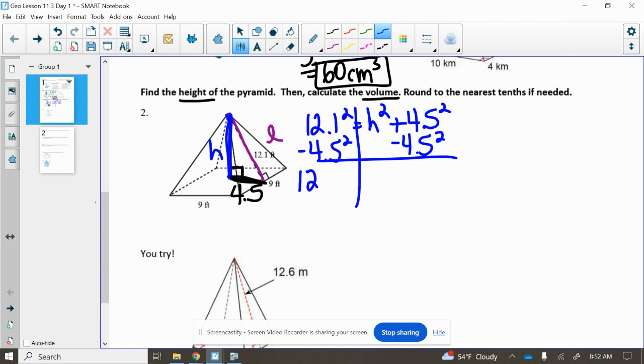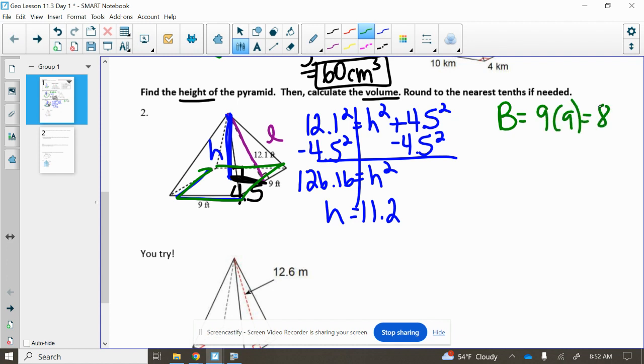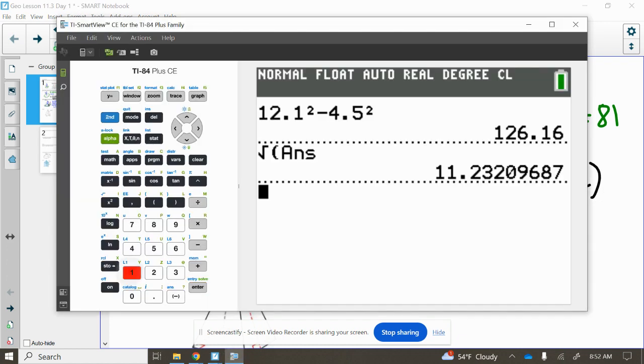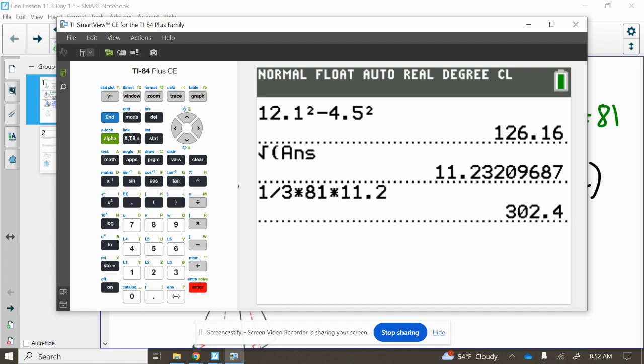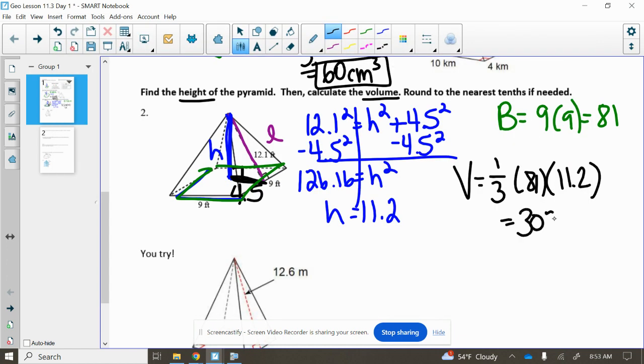So again, we got 126.16. And then after we square rooted, about 11.2 for the height. Now that we have the height, we can calculate the area of our, again, square base. So area of the base is 9 times 9, so 81. And then when we calculate the volume, 1/3 area of the base, which is 81, times our newly found height of 11.2, 1/3 times 81 times 11.2 is 302.4. And this time we have cubic feet.